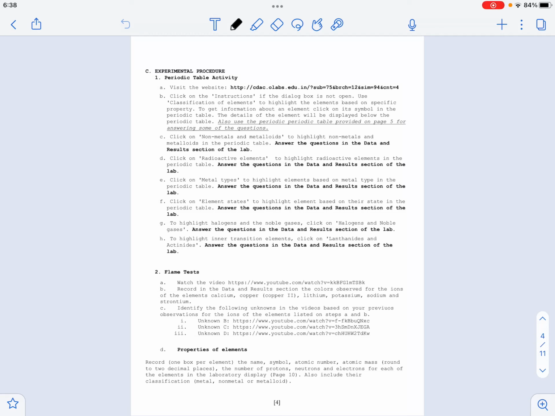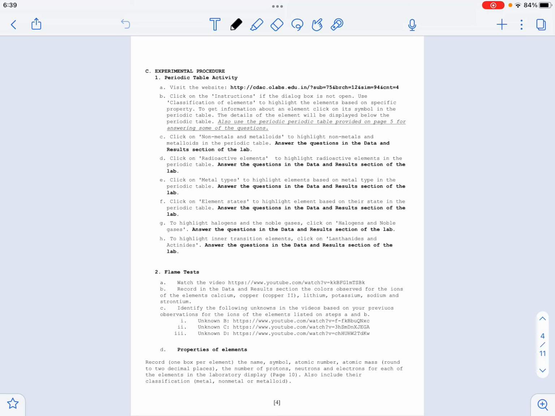In this video, we are going to talk about the experimental procedure for Lab 3. The lab consists of 3 different parts. The first part is going to be a periodic table activity that can be found at the following address for all labs. The basic instructions for it is that you're going to go into the simulation, which I will do in a few moments, and then you're going to be clicking on the different components of the lab.